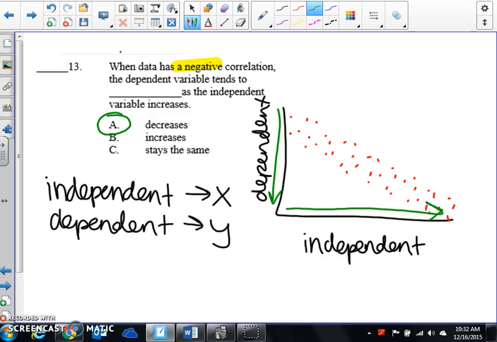In general, negative correlation, they both can't be going up, right? If it was a positive correlation, one gets higher, the other gets higher. The one increases, the other increases. Negative correlation is the exact opposite.